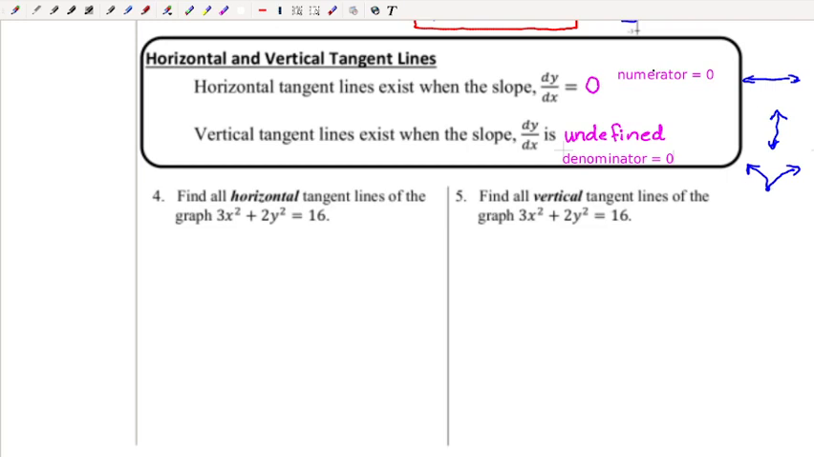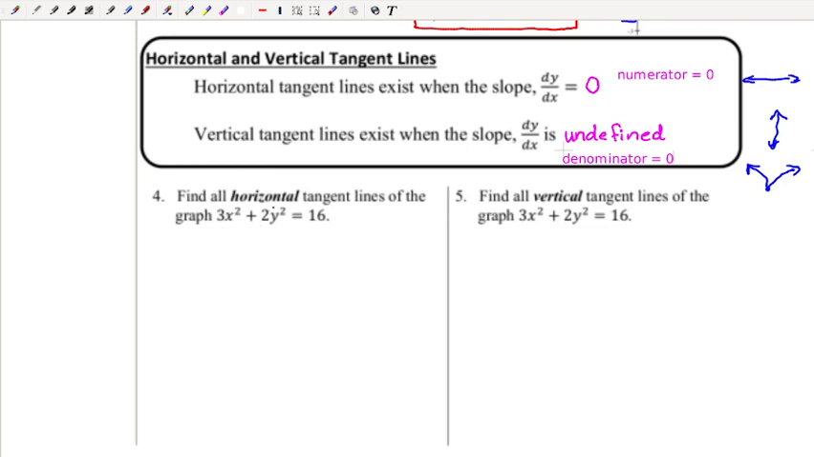But for the purposes of this lesson, we're looking at where your slope is undefined, particularly because the denominator is equal to 0. So let's take a look at an example. Number 4 says find all horizontal tangent lines of the graph 3x squared plus 2y squared equals 16. And number 5 is the same expression, just finding the vertical ones.